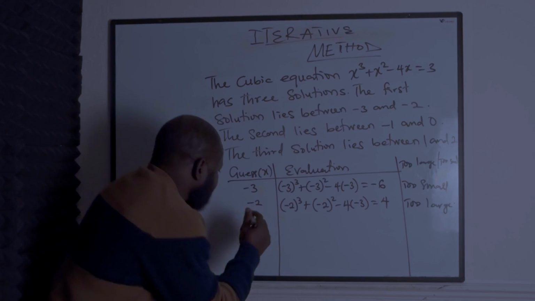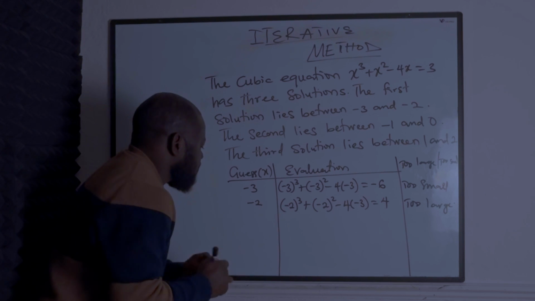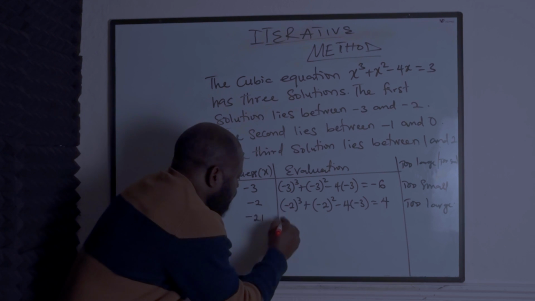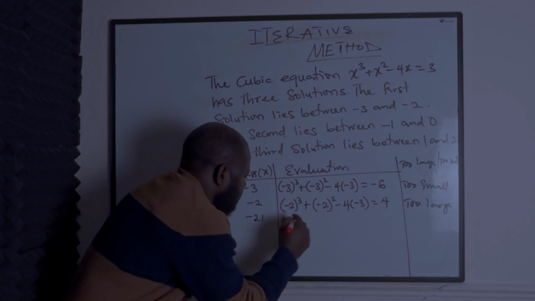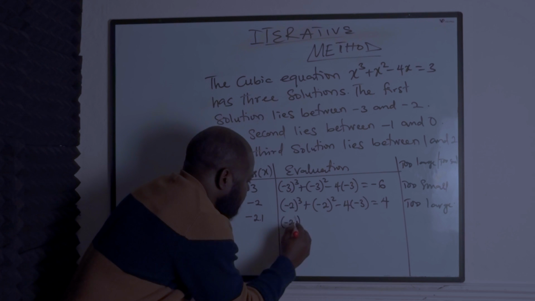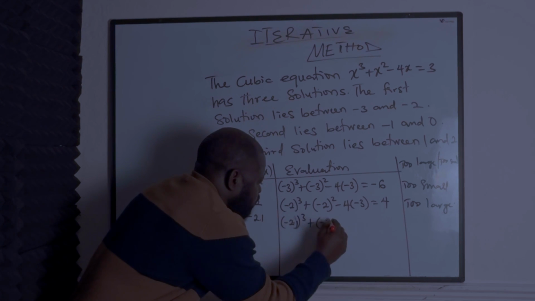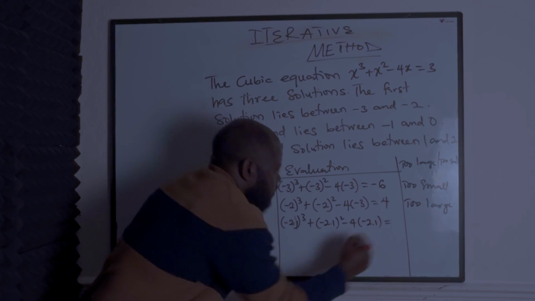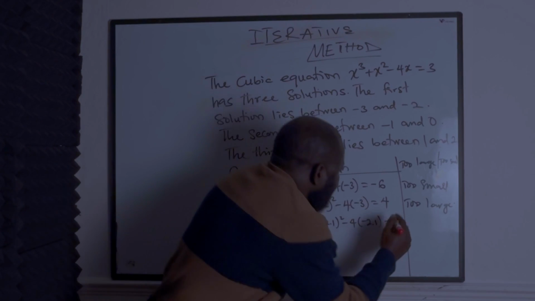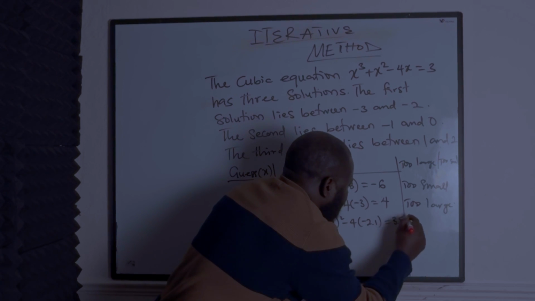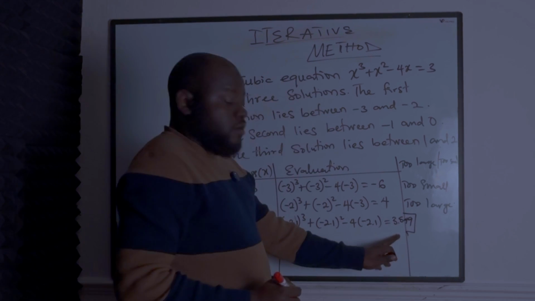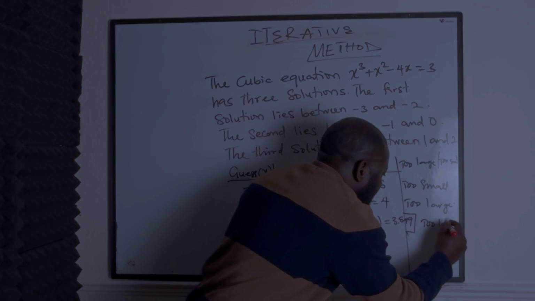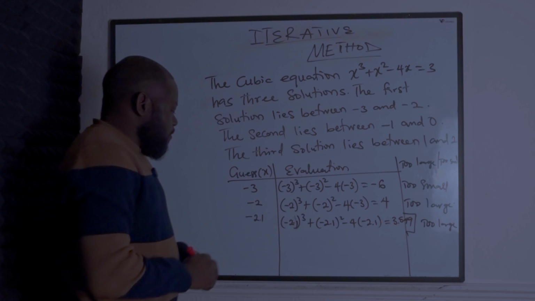If that should be the case, let's guess minus 2.1. So you put it here: minus 2.1 cubed, plus minus 2.1 squared, minus 4 into minus 2.1. So what will this give us? We have 3.549. This is also too large. 3.549 is too large, so it cannot be our result. Okay, we'll go to the next guess.